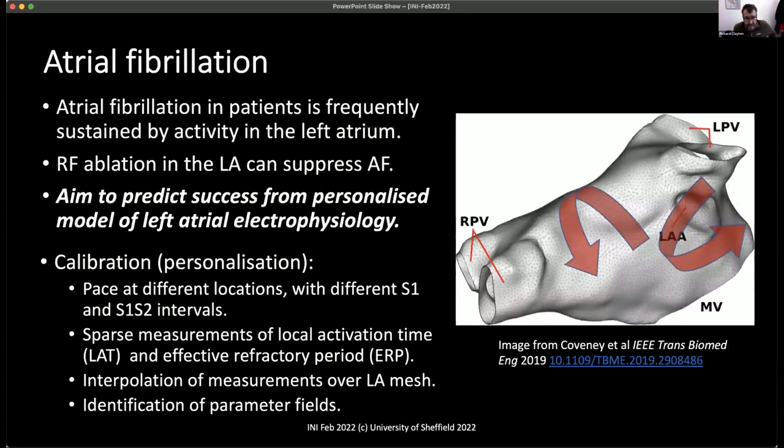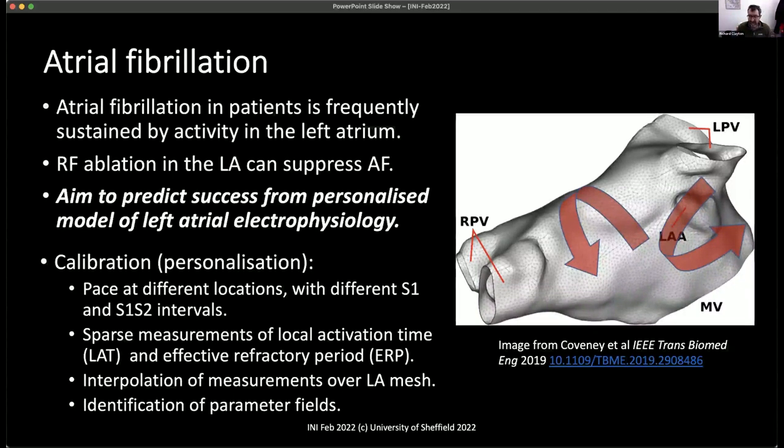So the personalization process will be based on measurements made when the patient is in a normal rhythm, so the heart will be paced or stimulated using catheters that are located or placed inside the left atrium, and we can both pace and make measurements from a set of individual locations.